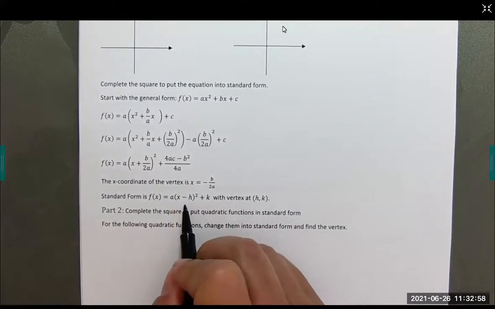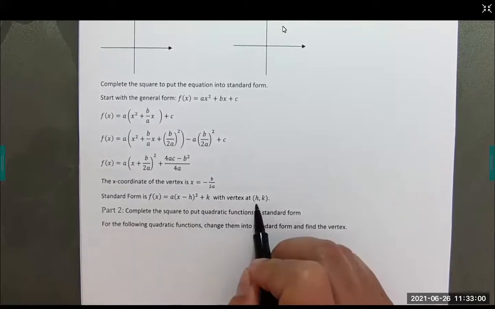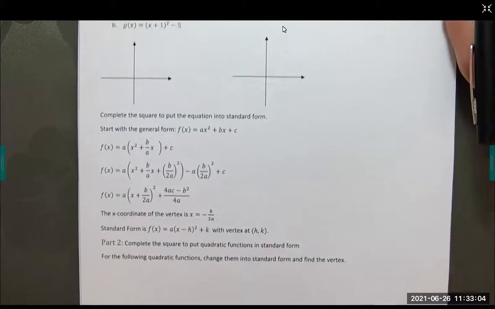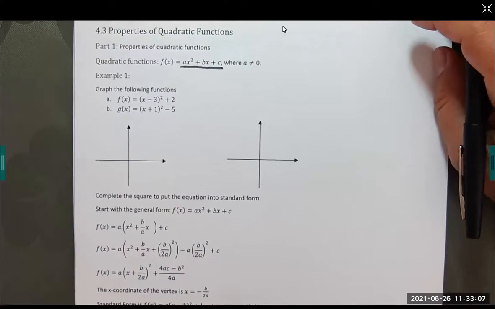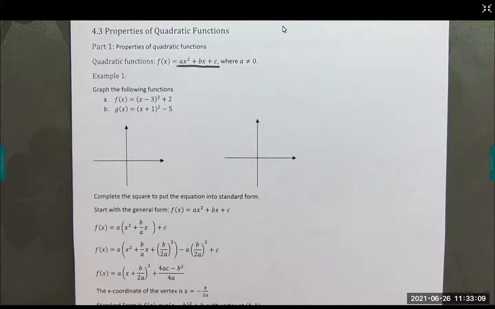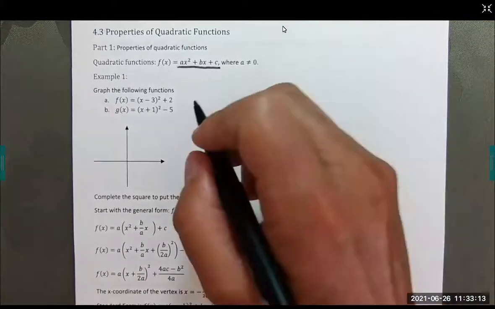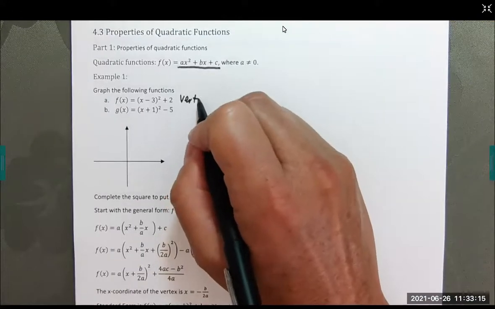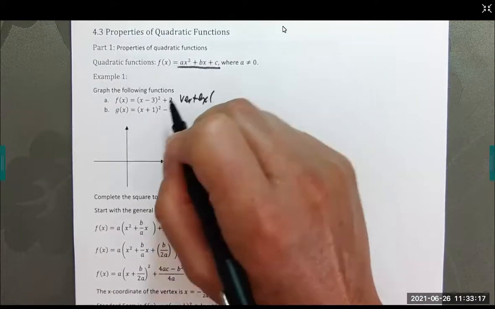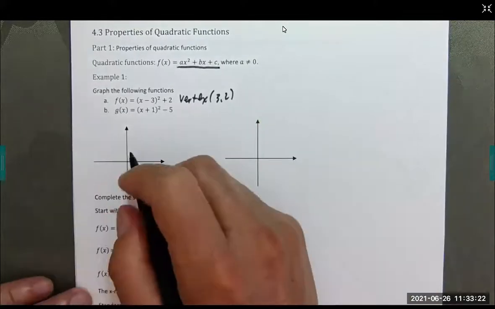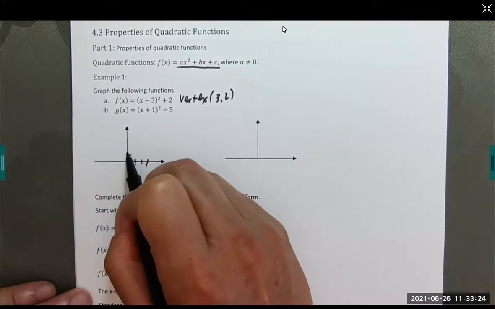I want to point out whatever sign is here, it's going to be the opposite here, and the k is going to be the same sign. And there are various reasons for that we don't need to get into. So for example, with part A here, the vertex is at opposite sign with 3, 2. So 1, 2, 3. 1, 2, here is the vertex.